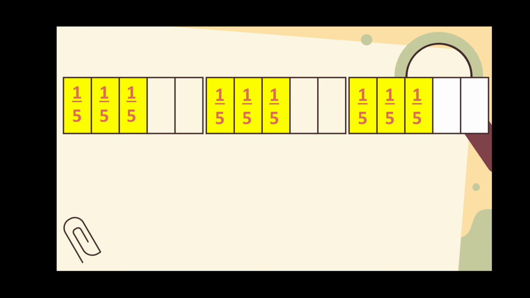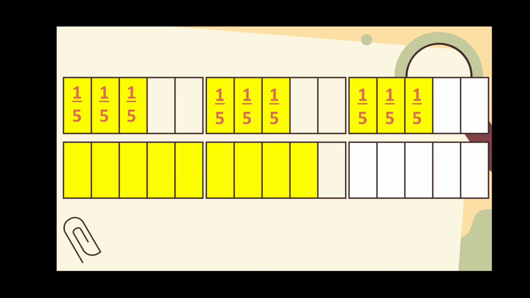So, we have a total of 9 shaded parts and it will look like this. Yan. So, pinagsama-sama natin yan. At bawat isang shaded part pa rin ay 1/5. Yan. So, meron tayong siyam na 1/5 dito.